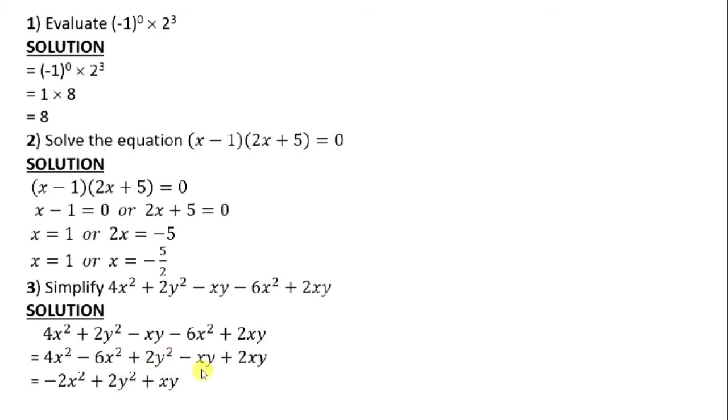We'll have our 2y squared. When the signs are different, subtract. So there's a -1 here. We are saying 2 minus 1 is giving us a 1. So our answer will be -2x squared plus 2y squared plus xy. We'll leave it like that because those are unlike terms. They cannot be simplified. We continue.